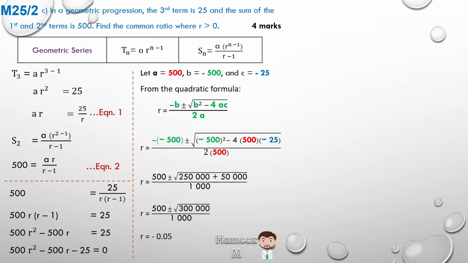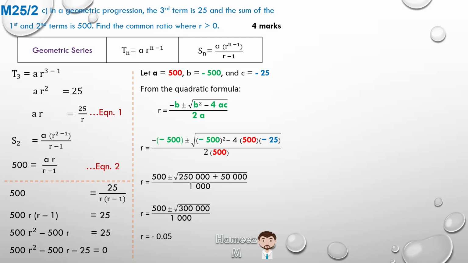And when we divide by 1,000, it's going to give us minus 0.05, approximately. Now, if we go back to the question which we have in blue, find the common ratio R. Well, they gave a particular condition where R must be greater than 0. R is minus 0.05, so it does not work. We will not be taking that solution when we subtract it.